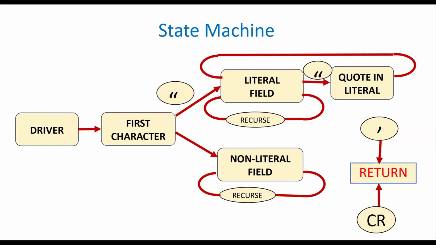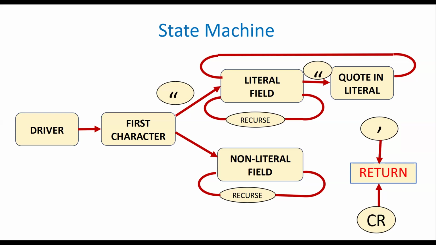In the double quote case, taking the upper path, this goes to the node literal field. In this case, it has two choices. If in the literal field it encounters a double quote, it's handled by the node quote in literal, which returns in a loop.